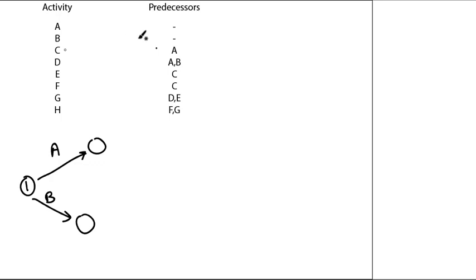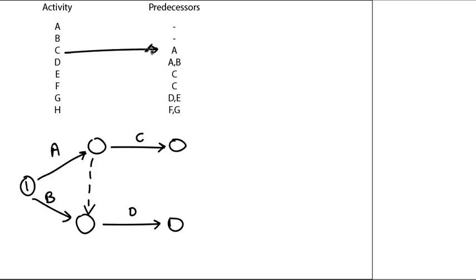Then comes C, whose predecessor is A. So C will come from A. I hope you are understanding. Stick with me. But D will begin only if A and B are completed. So what you have to do? You have to introduce a dummy activity, and then you can draw activity D. So D will begin only if A and B are completed, but C will begin after A is completed. So the predecessor is like this.